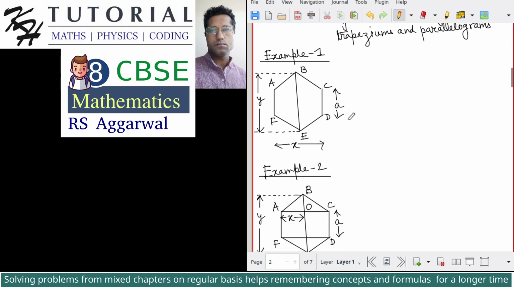For example, in the figure for example 1, we have a regular polygon. How many sides are there? 1, 2, 3, 4, 5, 6. So this is a regular hexagon. And let's say you are given this hexagon ABCDEF, and you are given the dimensions. It is given that BE is equal to y. It is given that each side, that is CD, is a small a.